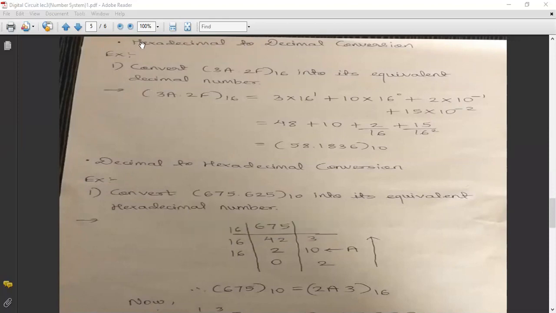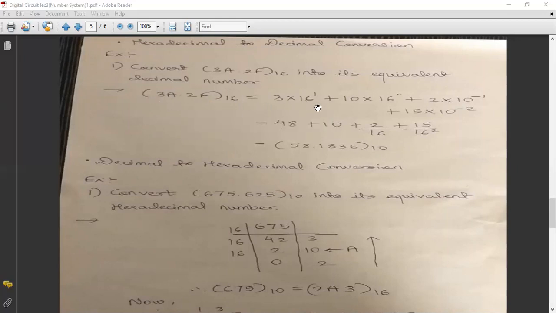Okay, now let us see some examples. Let us see some conversions first. We will convert the hexadecimal number into its decimal form. The first example is to convert 3A.2F to the base 16 into its equivalent decimal number. How are we going to proceed here? We are going to consider the left portion of the radix point first.